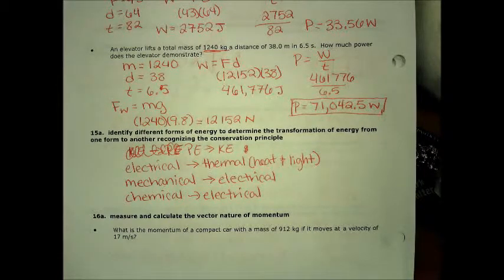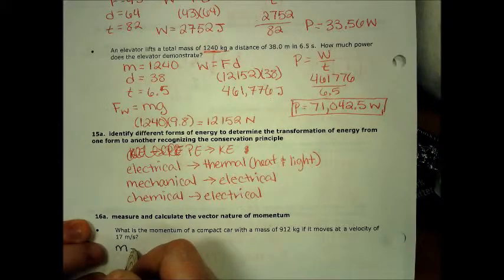Alright, so this is part 2 of me wasting both our times by working this study guide out in excruciating detail. I'm going to start with 16A, which is where I left off. It has to do with momentum. So it says, what is the momentum of a compact car with a mass of 912 kilograms if it moves at a velocity of 17 meters per second?